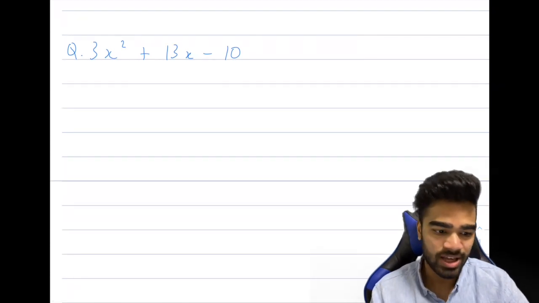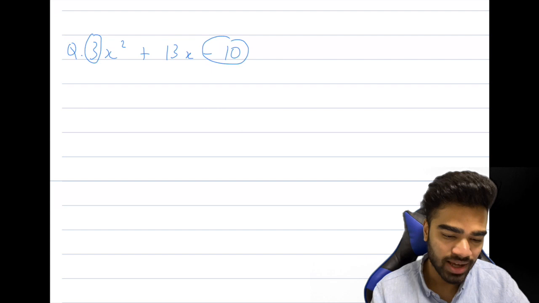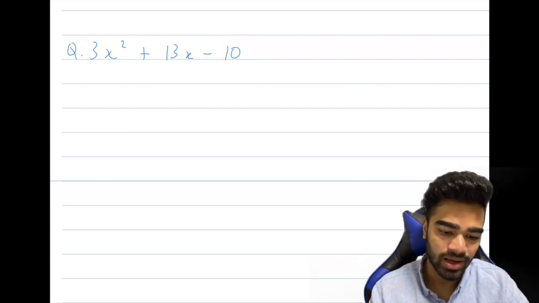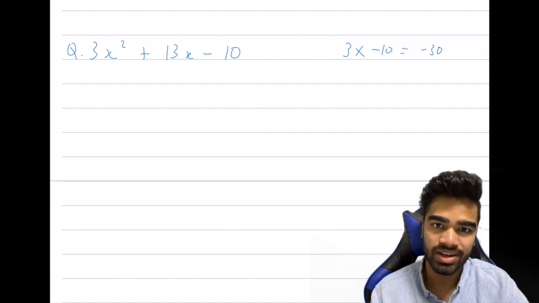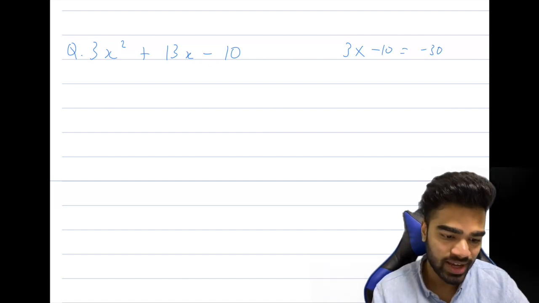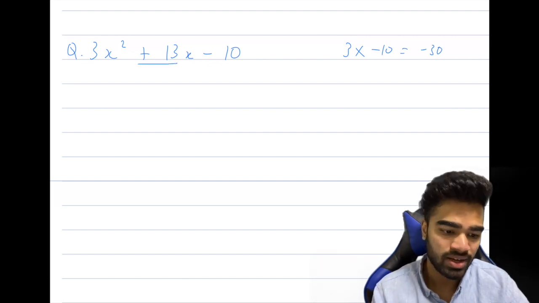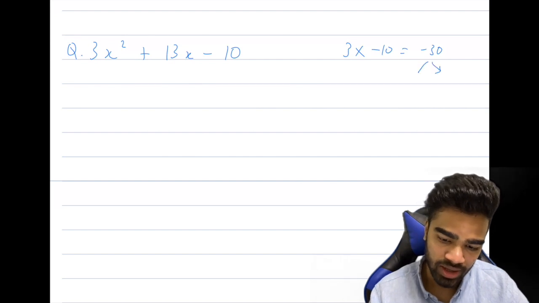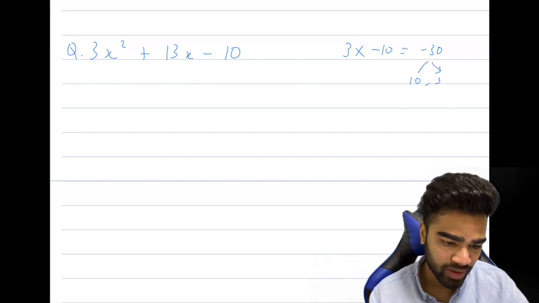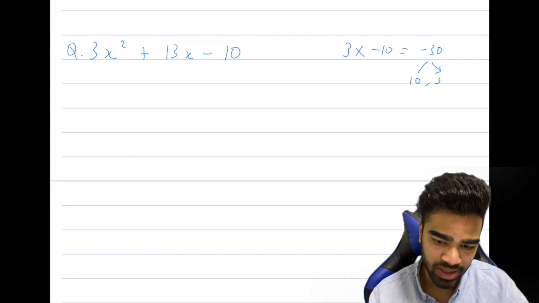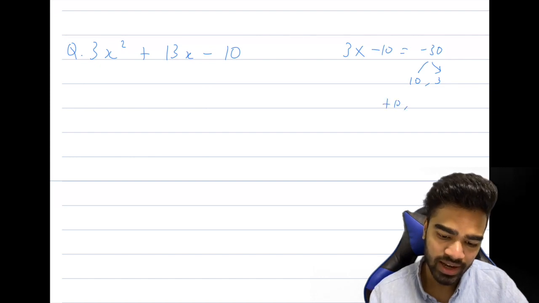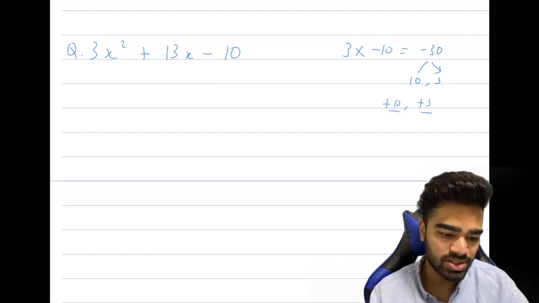So, first step, take the first number and the last number and you multiply them together. So 3 multiplied by negative 10. What's that? That's negative 30. Okay, next, factors of negative 30 that add to positive 13. So let's do it. Maybe 10 and 3. Okay, what do you think? Plus 10 plus 3. Okay, our factors are 10 and 3. Okay, yeah, 10 plus 3 add to 13.